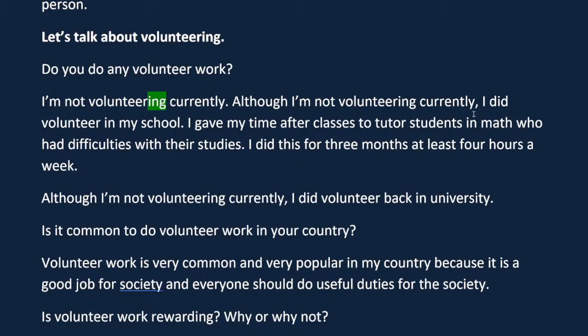Do you do any volunteer work? I'm not volunteering currently. Although I am not volunteering currently, I did volunteer in a school. I gave my time after classes to tutor students in math who had difficulties with their studies. I did this for 3 months, at least 4 hours a week. Okay, that's how you get those higher band scores. So you have more detail, more explanation, more clarity and fluency, okay? You have to build up to that level. And that comes with practice, okay?